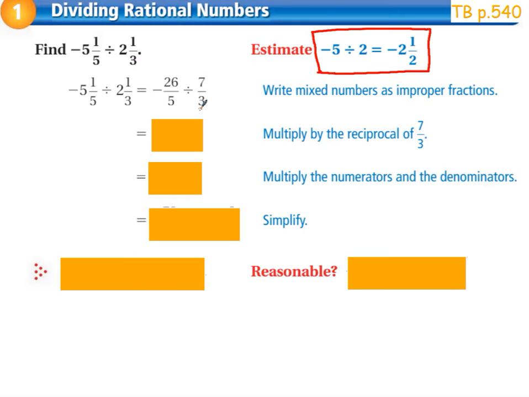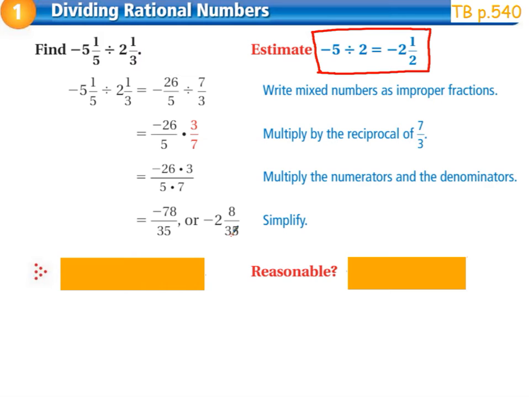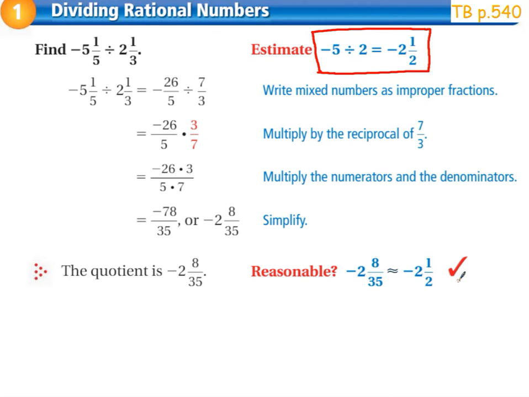First thing, make the fractions improper. Step 2, keep it, change it, flip it. Step 3, multiply the numerators, multiply the denominators. Step 4, I have negative 78/35. But to simplify it or make it proper again, it would be negative 2 and 8/35. Then we need to think, is this reasonable? Would 2 and 8/35 be almost 2.5? And the answer is yes, it's reasonable. It is close.